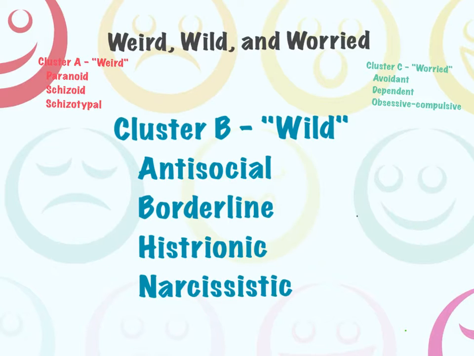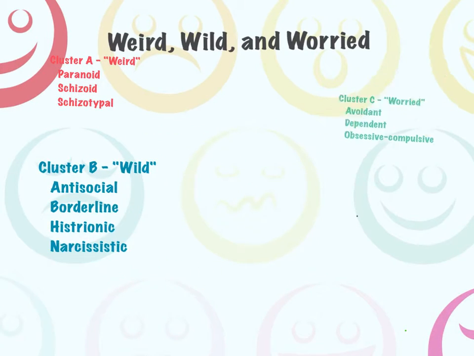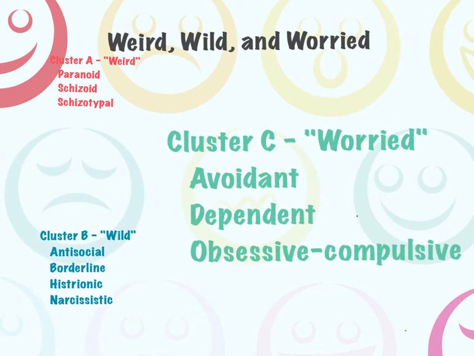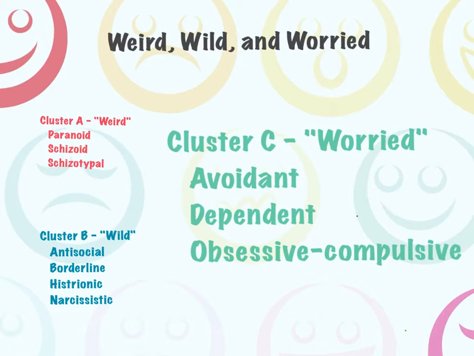And we have our narcissistic people who believe that they're very special and that they deserve special consideration in things. They put their own needs before the needs of others. So that's your cluster B, your wild. Then we have cluster C, our worried personality disorders, and these are our people who have traits that are anxious or fearful as a personality rather than as a disorder.